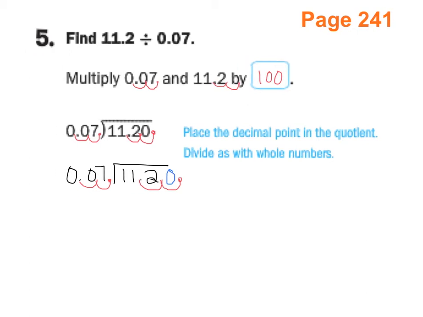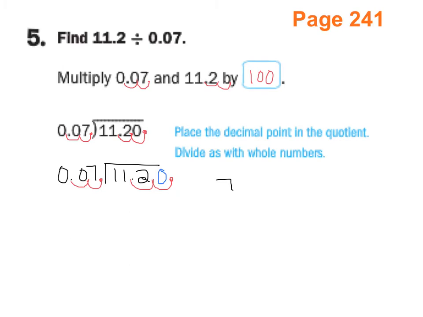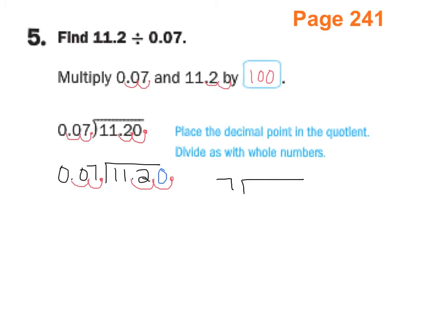So now we're going to have 7 divided into 1,120 because our decimal came all the way to the end. So my decimal point's here and I'm going to put it up on top. So 7 goes into 0 times. Bring down the 1. 7 goes into 11 once. I get 7, subtract. I have to borrow. And 11 minus 7 is 4.